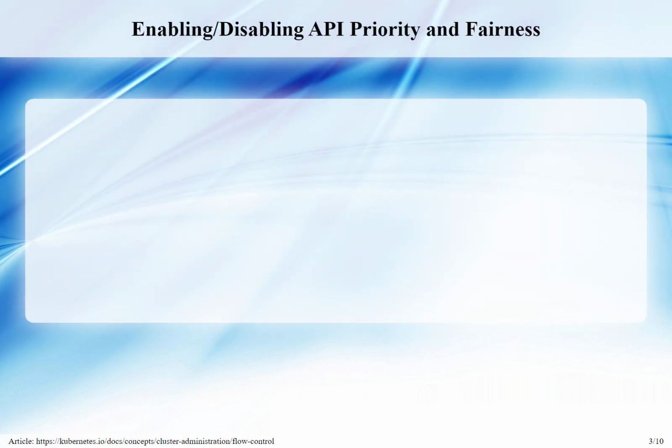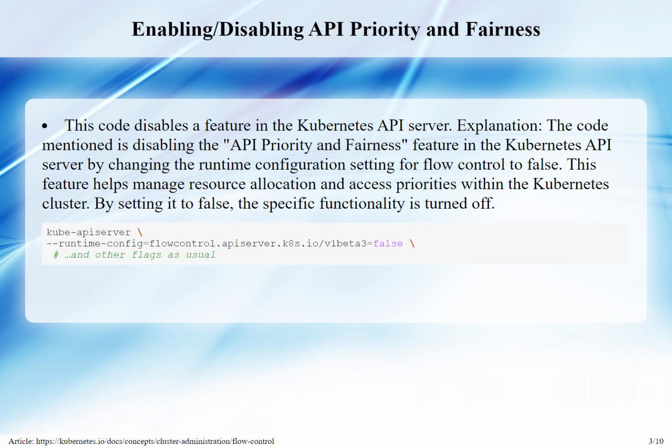Disabling API Priority and Fairness. This code snippet is disabling the API Priority and Fairness feature by setting the runtime configuration for flow control to false for the kube-apiserver.